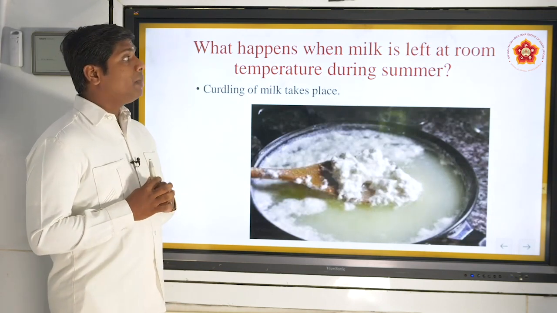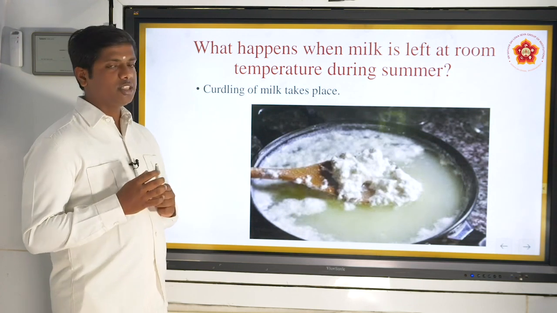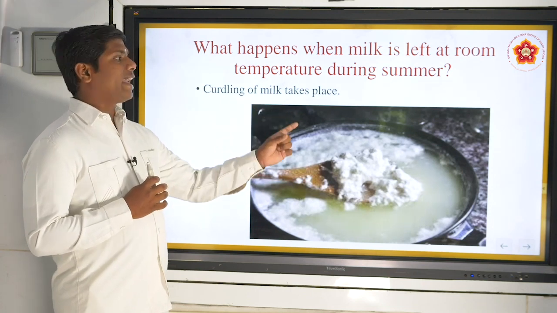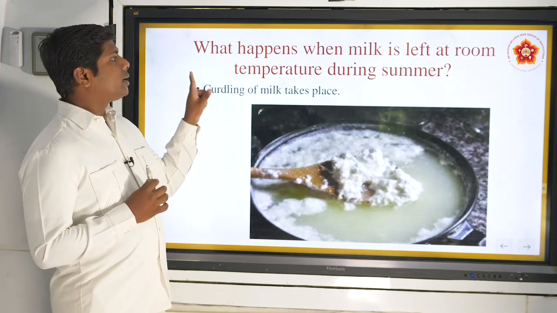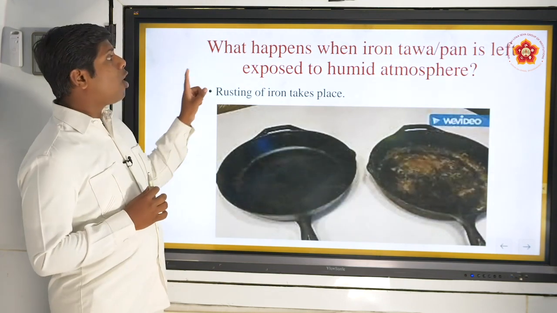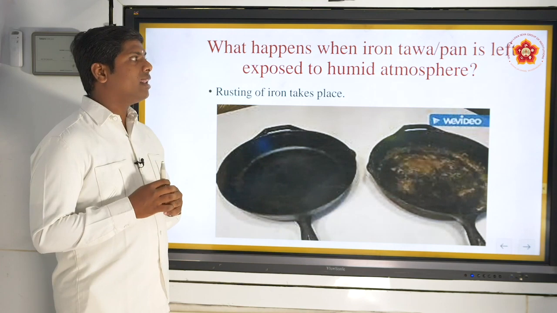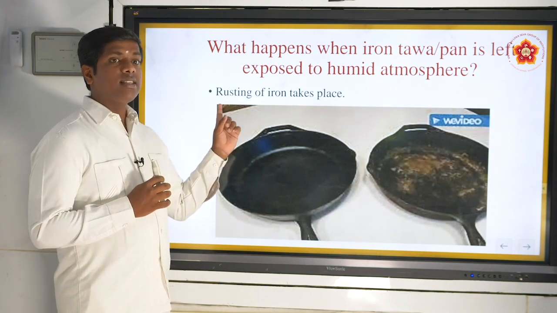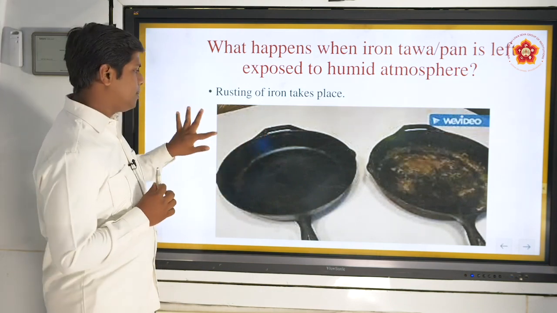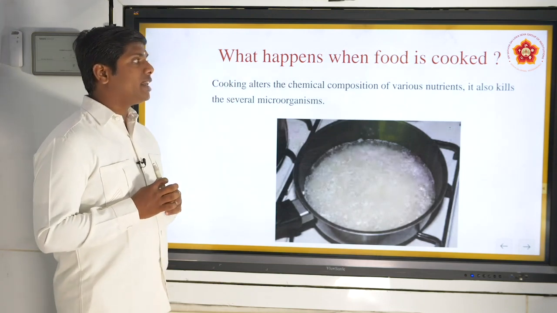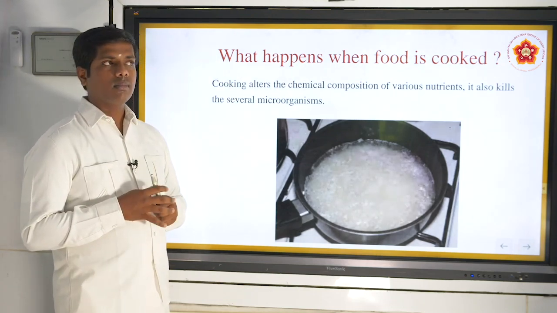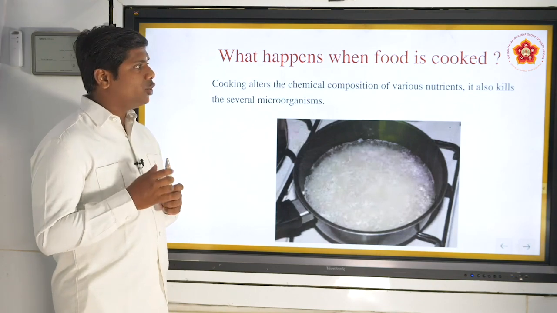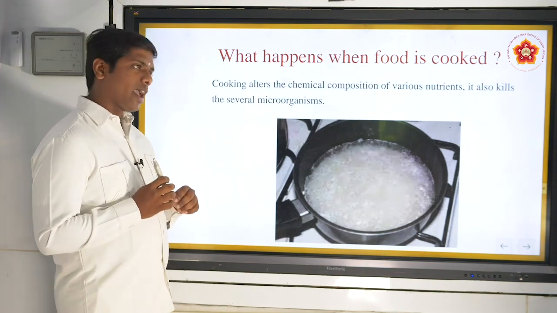What happens when milk is left at room temperature during summer? Yes, curdling of milk takes place. What happens when an iron tawa or pan is left exposed to a humid atmosphere? The answer is rusting of iron takes place. Good children. Next, what happens when food is cooked? Yes, cooking alters the chemical composition of various nutrients. It also kills several microorganisms.